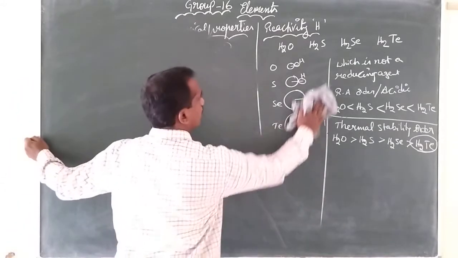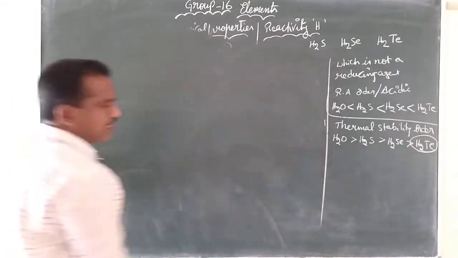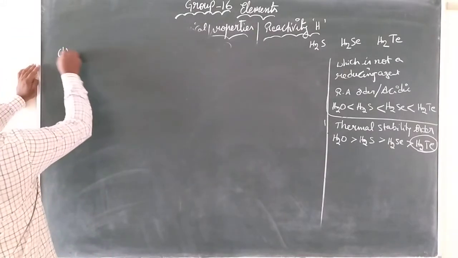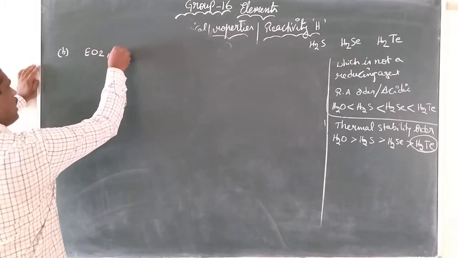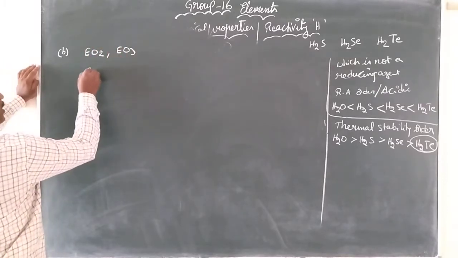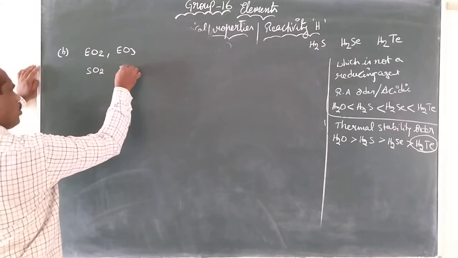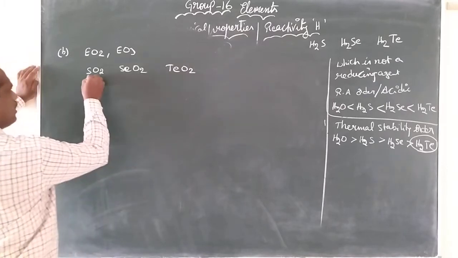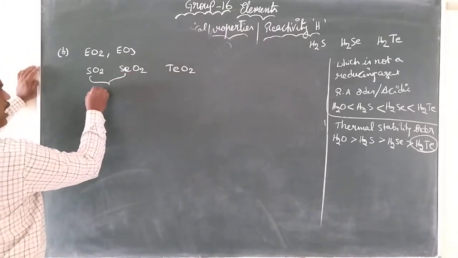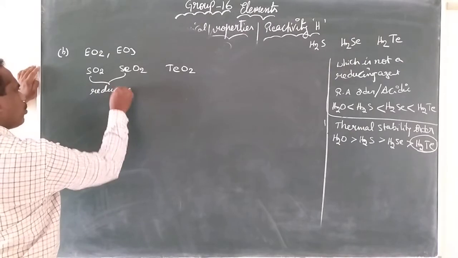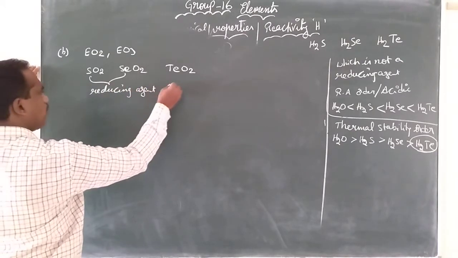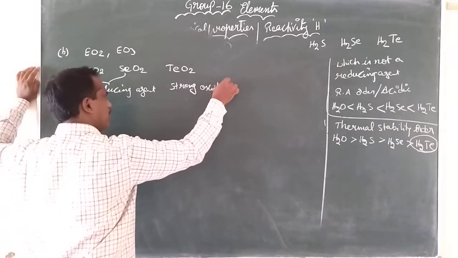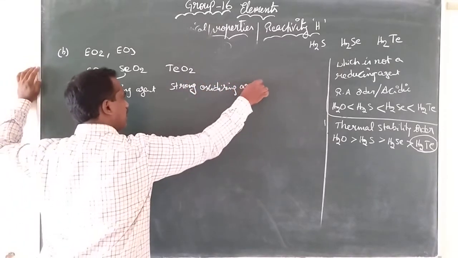Second thing, we can see what type of oxides they are forming. They are forming oxides of the type EO2 and EO3. Among these, the important concept is SO2, SeO2 and TeO2. SO2 and SeO2 act as very strong reducing agents, whereas TeO2 acts as a strong oxidizing agent.